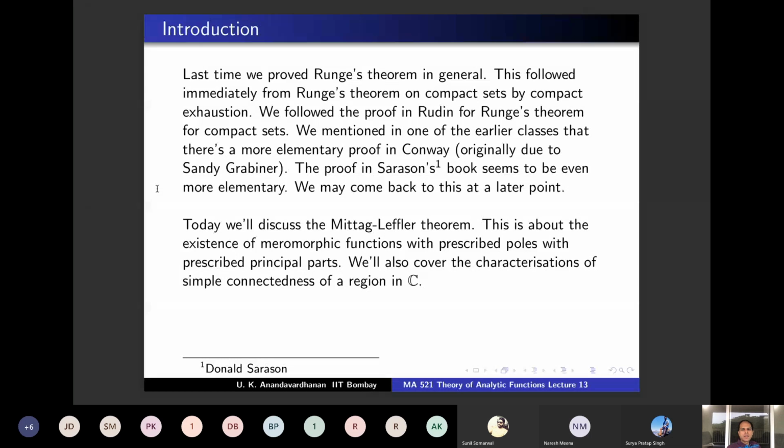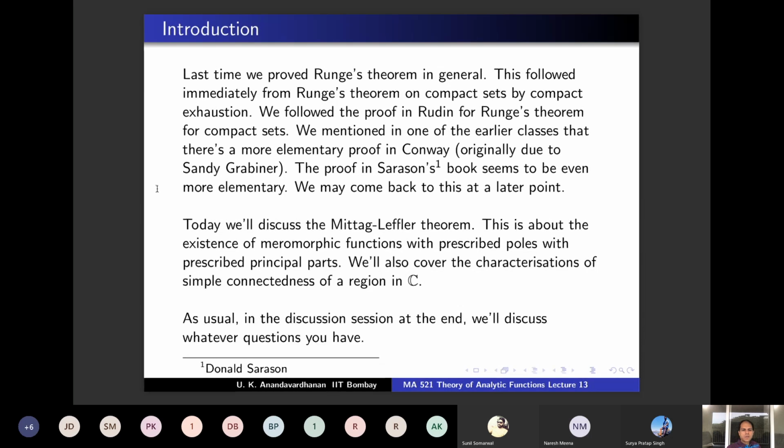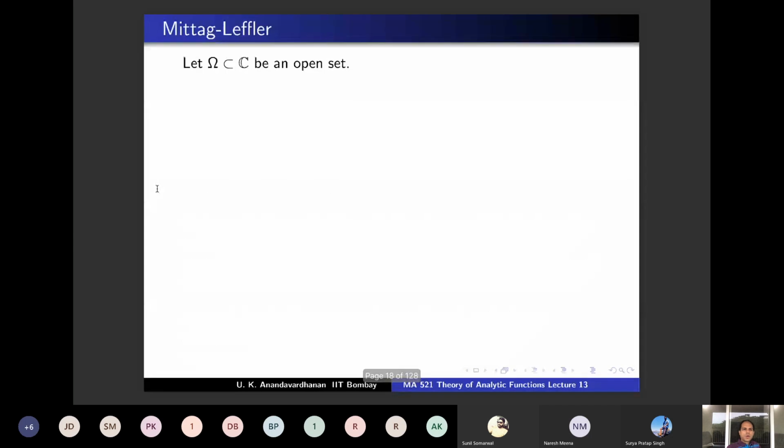We will also cover the characterizations of simple connectedness of a region in C. So we will present 9 distinct facts. All of them are equivalent, and each of them means simply connected. So that's what we will do, and in the discussion session, we will discuss whatever questions you may have. Okay, so let's do Mittag-Leffler.